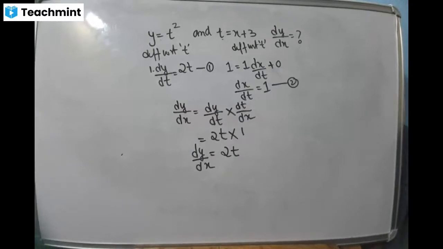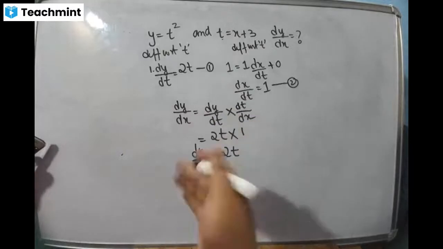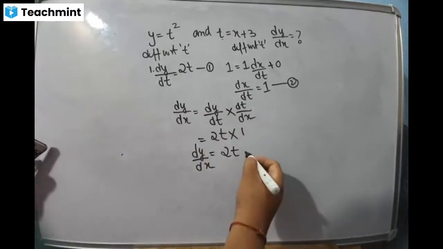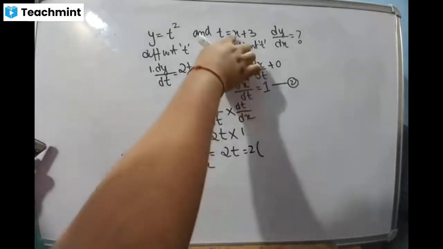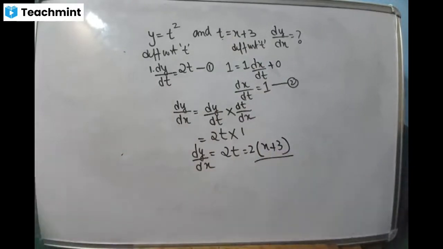You got 2t. So look at the board, everyone. What is the value of t? It has to be in terms of x. So from equation 2, what is t? It is x plus 3. So the right answer is 2 into x plus 3. So 2 marks for this. Is that clear? This one was most probably question number 4, I guess.